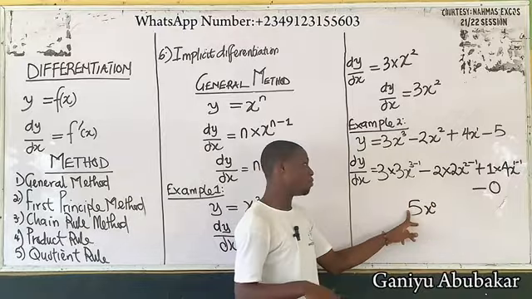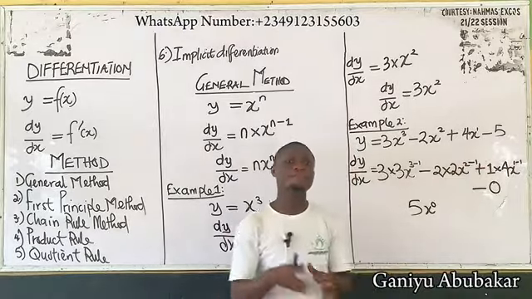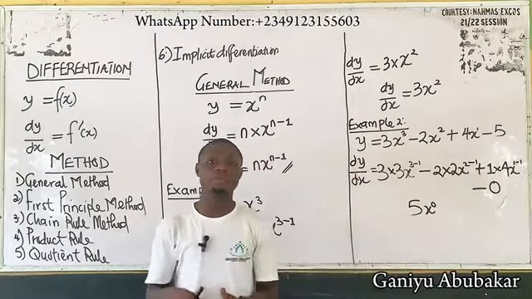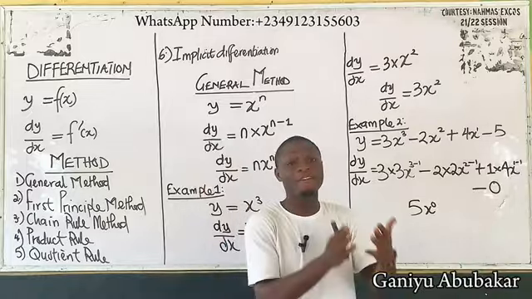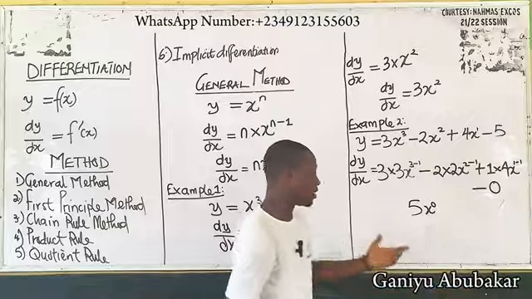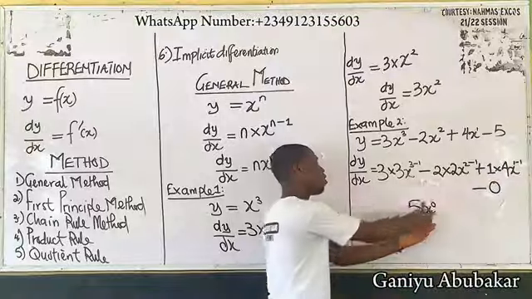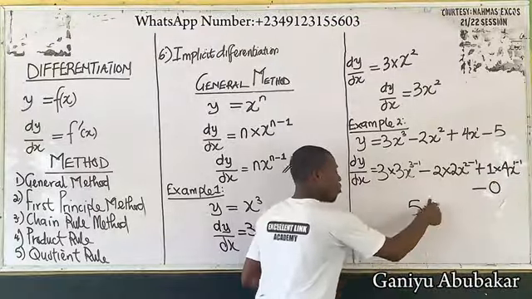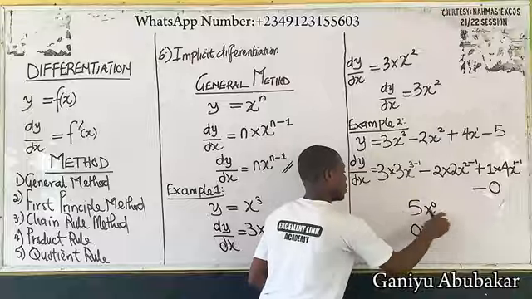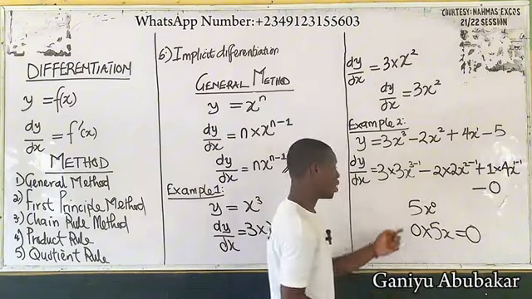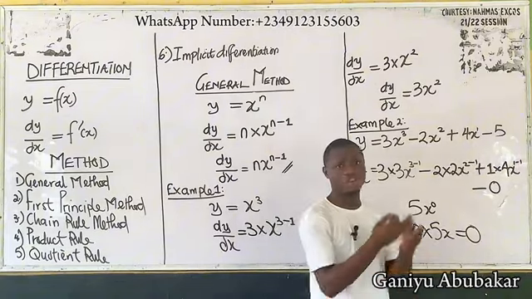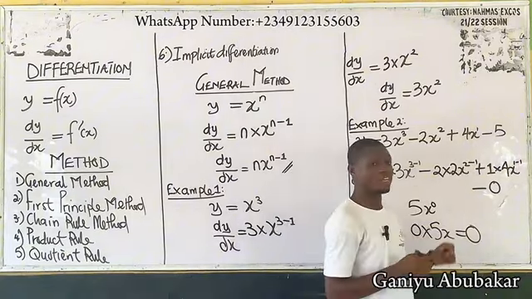So 1 times 5 will give you 5. So I can express 5 in terms of x. If I apply my normal general method here, what's the power here? 0 times 5x, this becomes 0. So this is a quick proof that if I differentiate the constant term, I'll have 0.